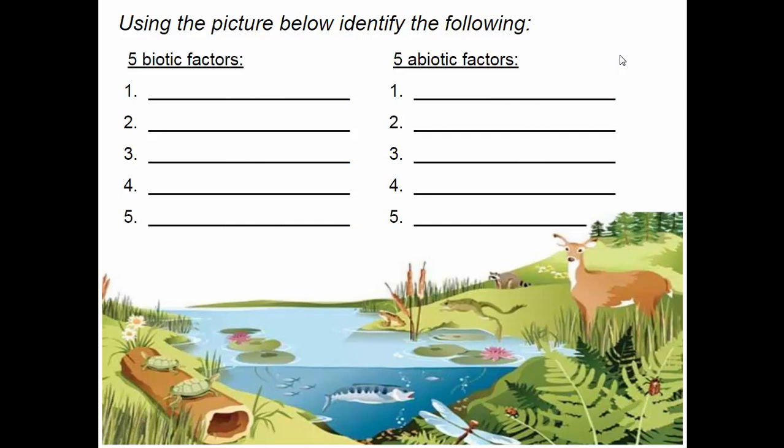Yes. How about some abiotic factors? Water. The air. The dead log. The sun. The temperature. The pH of the water, the acidity. The dissolved oxygen in the water. Carbon dioxide in the atmosphere. All of these things are non-living, but they're still important in this ecosystem.